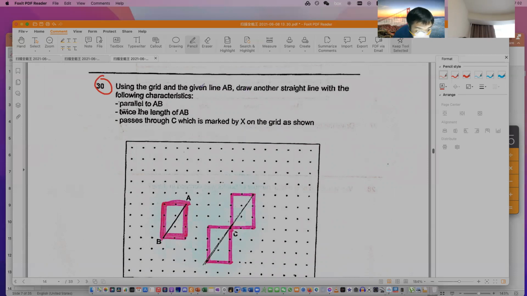Draw another straight line with the following characteristics. First thing, parallel to AB. I think parallel to AB is quite easy. What you see is 2, and then this is 4. So it's 2, 4. The overhead is 2, so 1, 2, 3, 4. This is 4. 1, 2, 3, 4, 5, 6. So this is 6. So this line is parallel to AB, twice the length of AB. How do you get twice the length of AB?